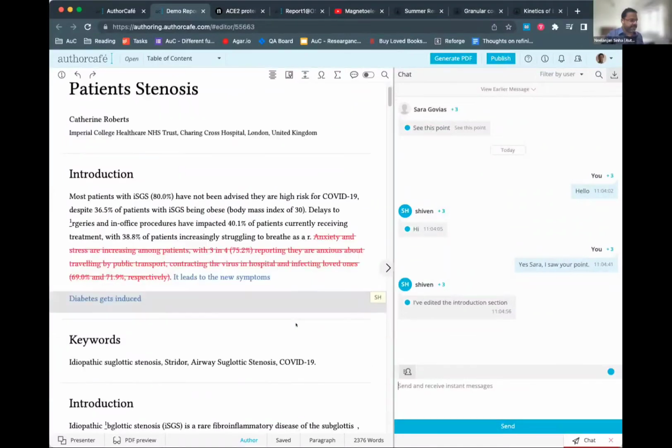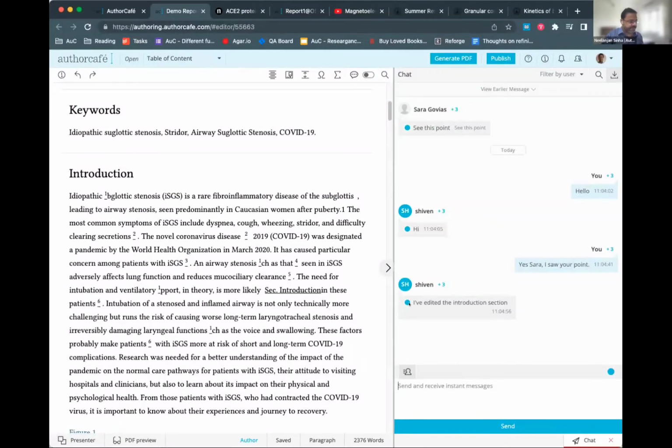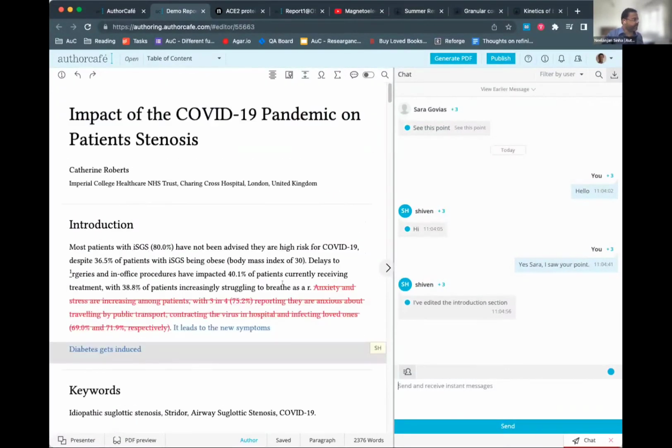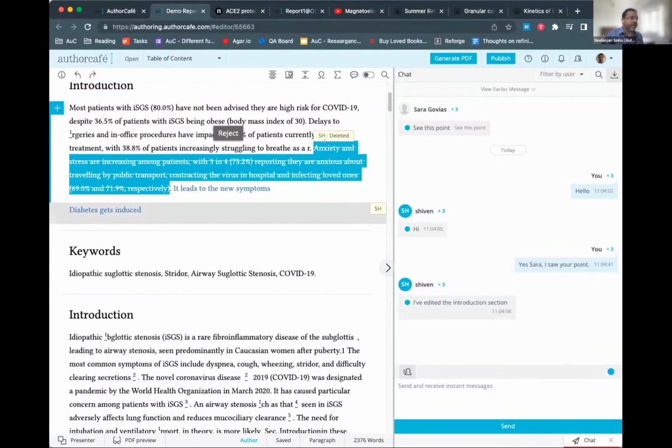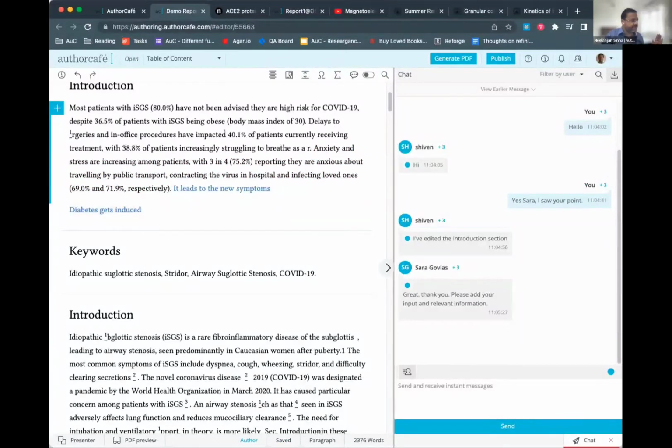I see Shivin has added another section, saying in a chat message he has sent that he has edited the introduction section, and I see that he has deleted it. And because it was my report, my line which he has deleted, I have control over it and I can choose to reject it. Okay, so that is in my control. And when I click reject, you see this is gone.